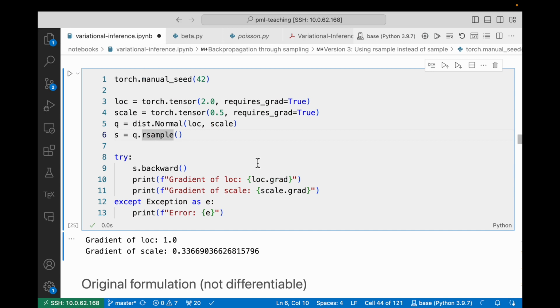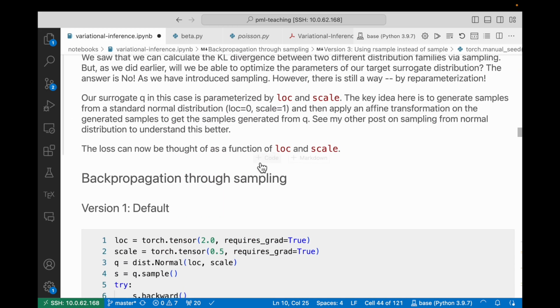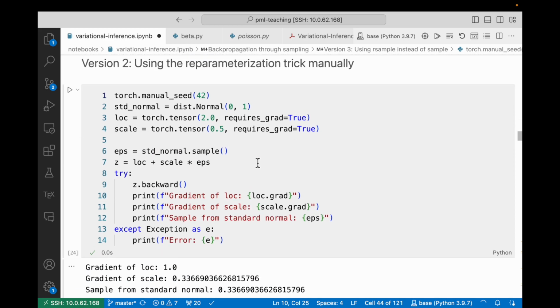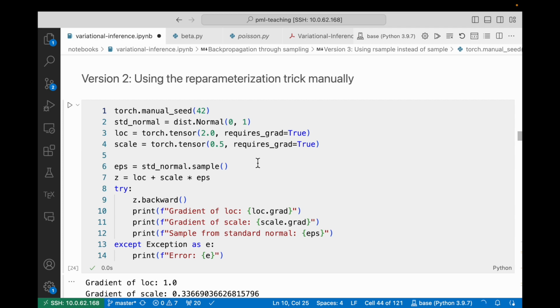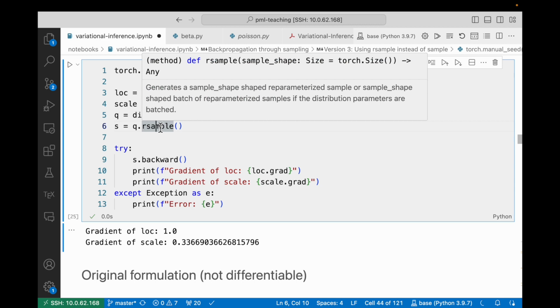Coming back, going forward, I think now we've seen 3 different variants. I would always suggest that when we're doing it for the first time, when we are using VI for the first time, we should be looking at the reparameterization trick on our own. We should be implementing it ourselves. But after you've got sufficient confidence, you could just use rsample to reduce the amount of bugs with the lines of code that you write.